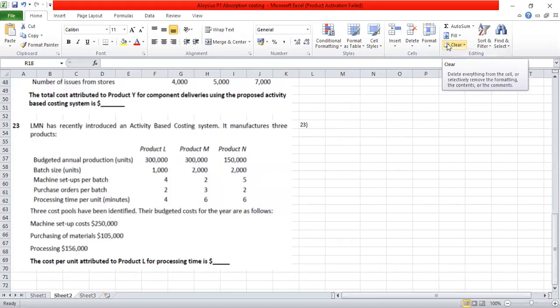If it is processing time per unit, which is already given, per unit in terms of minutes is given. But the total processing time has to be calculated. So let's quickly calculate.